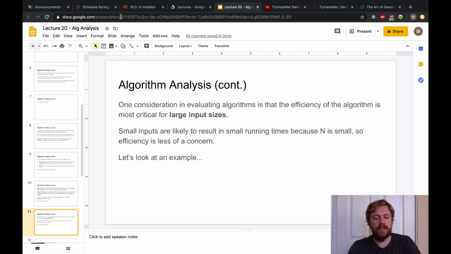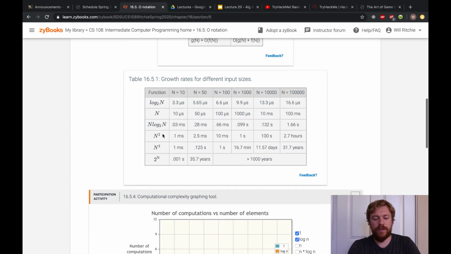And so we can see this, going back to Zybooks here. If we look here, this is the growth rates for different input sizes for different functions. We see here we have log of n, n log of n, n squared, n cubed, and lastly 2 to the nth power, or exponential. And this is in increasing order in terms of the higher order. So, for example, n cubed is a higher order than n squared, and n squared is a higher order than n log n, so on and so forth.